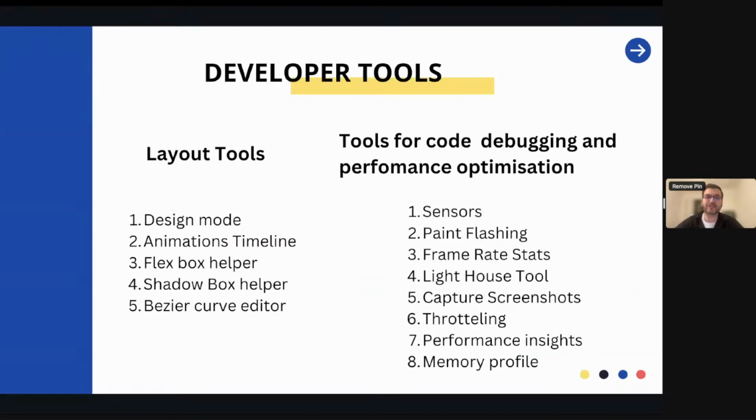So I split the DevTools that I'm gonna look at into two sections. The first section is layout tools or UI tools. These are tools such as design mode, animation timeline, flexbox helper, shadow box helper, Bezier curve editor. These are tools that help to debug and test the UI and layout of your application. And the second section is tools for code debugging and performance optimization. It's tools like sensors, paint flashing, frame rate stats, Lighthouse tool, capture screenshot, and network tab, throttling network, performance insights, and memory profile.